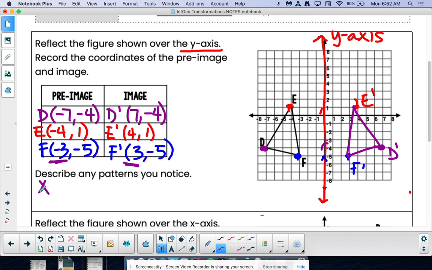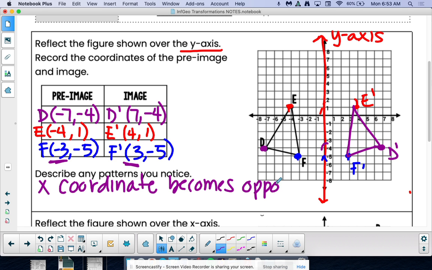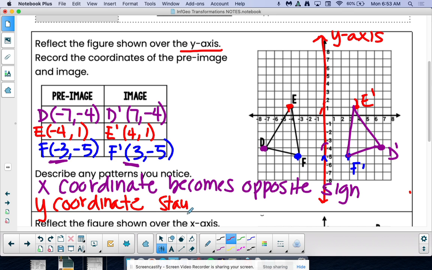So we can say that x value, or the x coordinates, becomes opposite sign. Y coordinate, what happened to our y's, you guys? Anything? No, they stayed the same. And why don't you guys write that? Stayed the same.